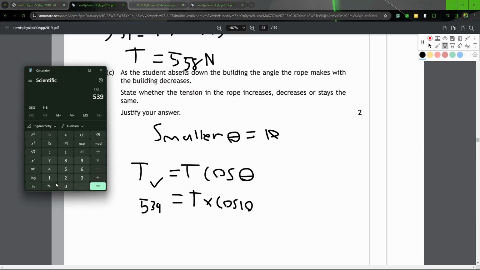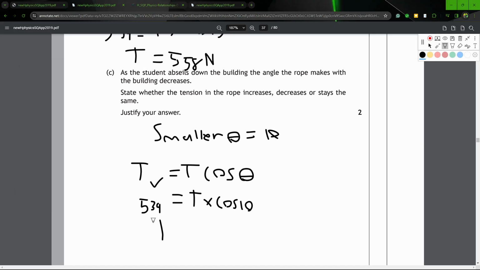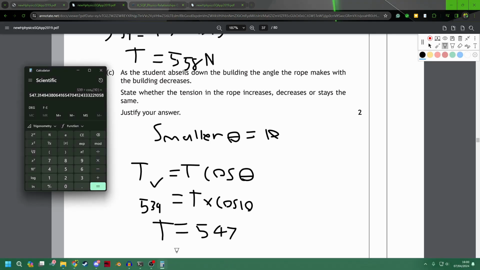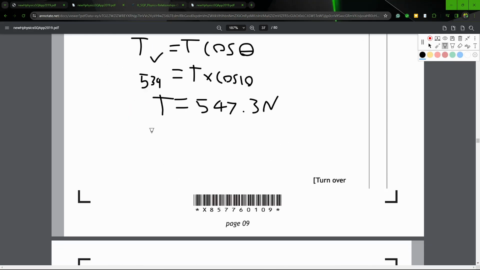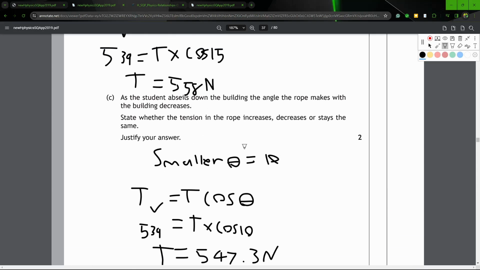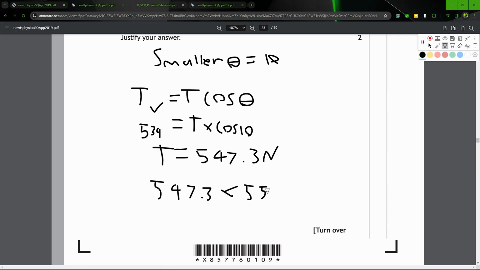539 divided by cos of 10 is 547, and put 0.3, I guess. So then you can just conclude 547.3 is less than 558. Therefore, tension decreases. And there we go.